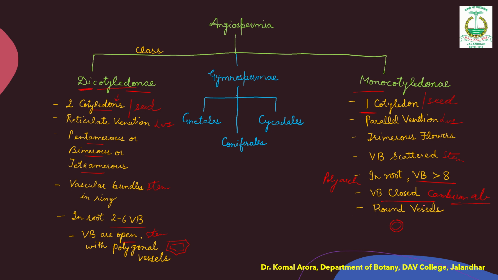So these are the major differences between dicotyledons and monocotyledons, and between them the gymnosperms were placed under the class Gymnospermae, and it included orders Gnetales, Coniferales and Cycadales. This is the most primitive one that was kept in the last, and this is the most advanced one which was kept in the beginning.